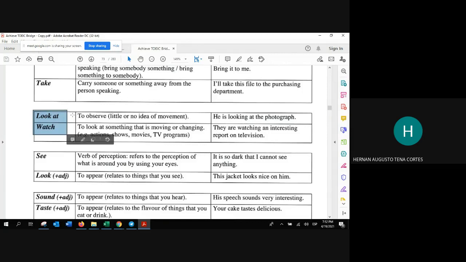Be careful with look at and watch. Son muy parecidos, pero no significan lo mismo. When we look at something, we observe, but with little or no idea of movement. There's very little movement. So he is looking at a photograph, but when we say watch, we look at something that is moving or changing. So we watch movies and shows and TV programs.